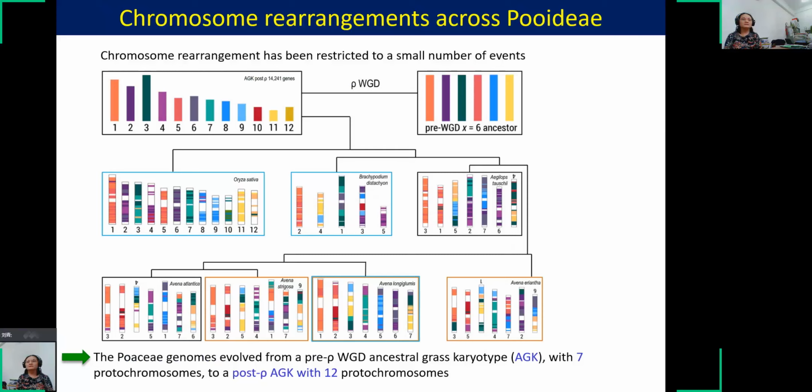In order to understand the nature of chromosomal rearrangements across Pooideae, conserved genes for each ancient grass karyotype chromosome have been identified for ALO and 6 grass species. Chromosome rearrangement has been restricted to a small number of events, presumably avoiding alteration of interactions of gene groups and promoters along chromosomes, without chromosome fusion or fission.